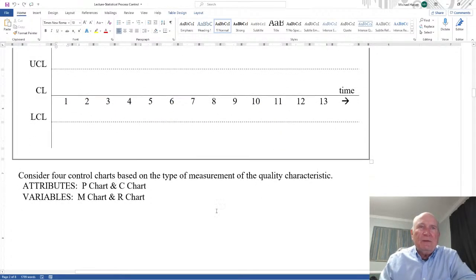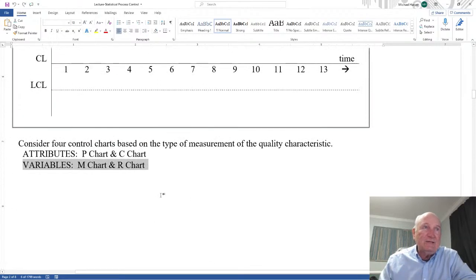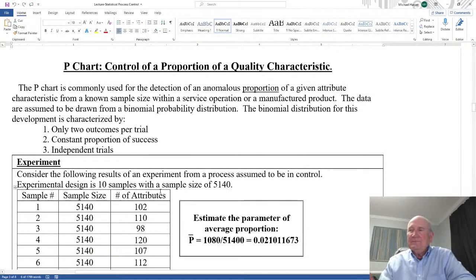Okay, so we'll be looking at 2 attribute control charts, P and C, and 2 variable control charts, X-bar and R. So let's do them. Let's get into it. That was my introduction.